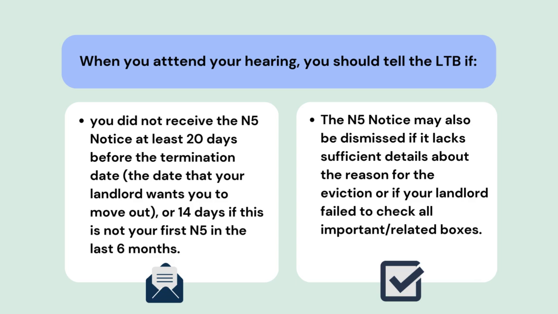When you attend your hearing, you should tell the LTB if you did not receive the N5 notice at least 20 days before the termination date, meaning the date that your landlord wants you to move out, or 14 days if this is not your first N5 in the last 6 months. The N5 notice may also be dismissed if it lacks sufficient details about the reason for the eviction or if your landlord failed to check all important related boxes.